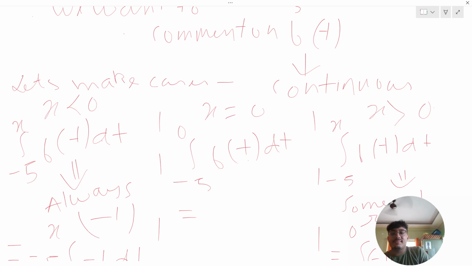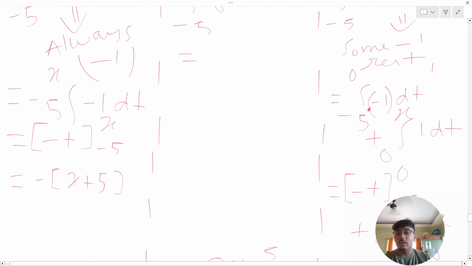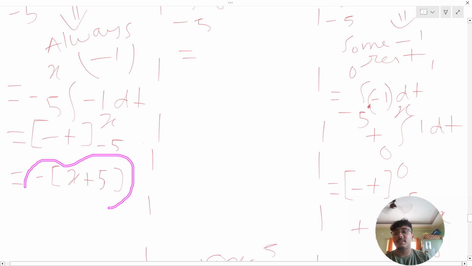So when my x is less than 0, my -5 is negative and x is negative. So the integral from -5 to x of f of t dt. Now f of t, we know for negative is always going to be -1, and here my x and -5 are both negative. So ultimately I can replace my f of t with -1. So my result comes out to be minus of x plus 5. Normal integration, nothing more.